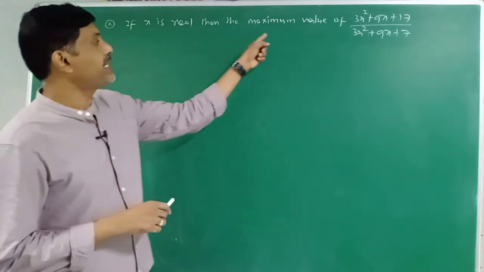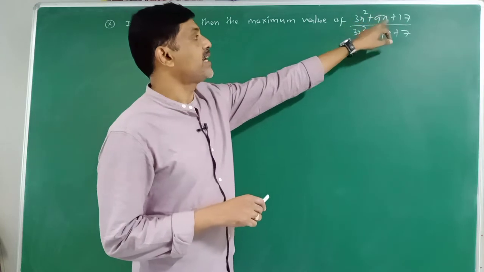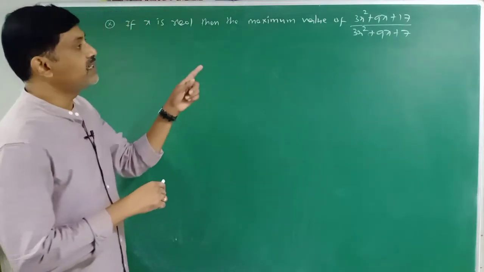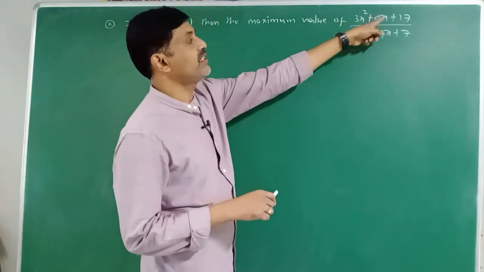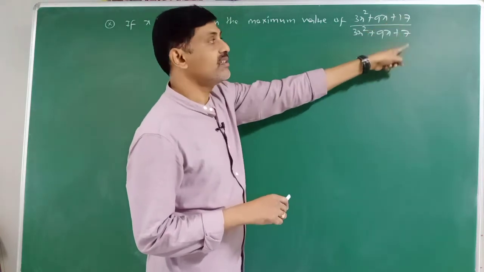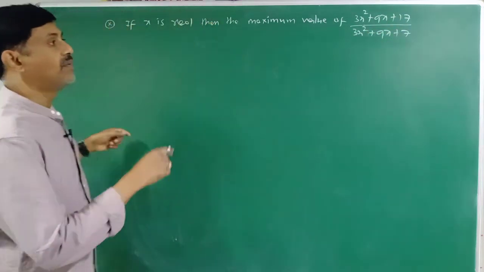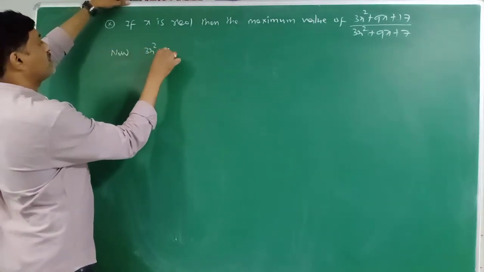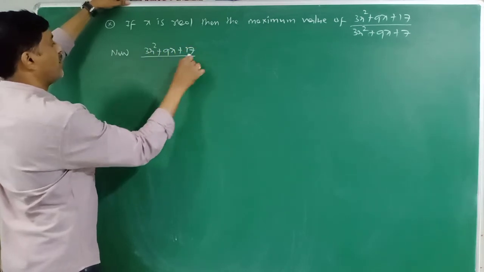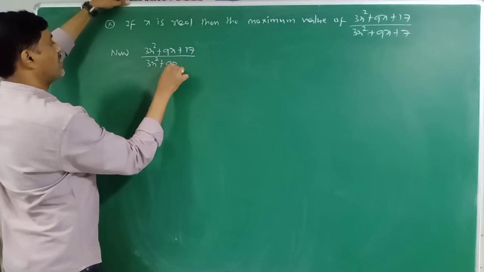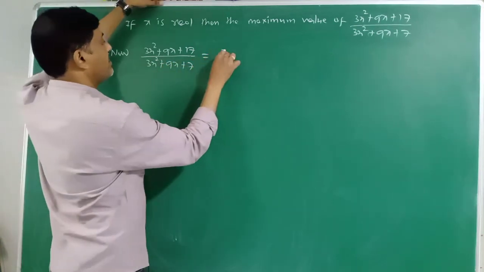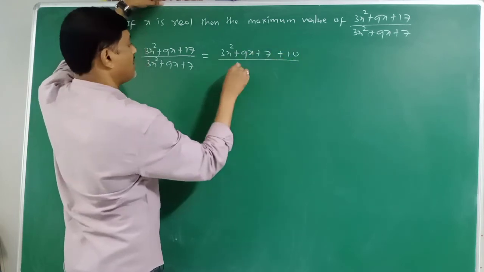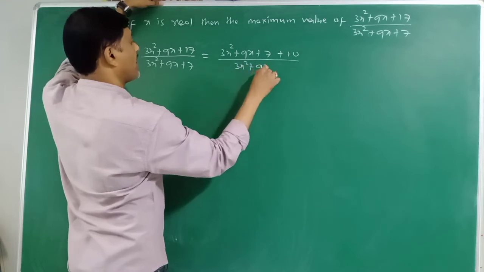If x is real, then find the maximum value of (3x² + 9x + 17) upon (3x² + 9x + 7). As you observe clearly, the 3x² and the 9x are the same in both, but only the constant is different: 17 in the numerator and 7 in the denominator. So we write it like this: (3x² + 9x + 17) by (3x² + 9x + 7). You can write this as (3x² + 9x + 7 + 10) by (3x² + 9x + 7).